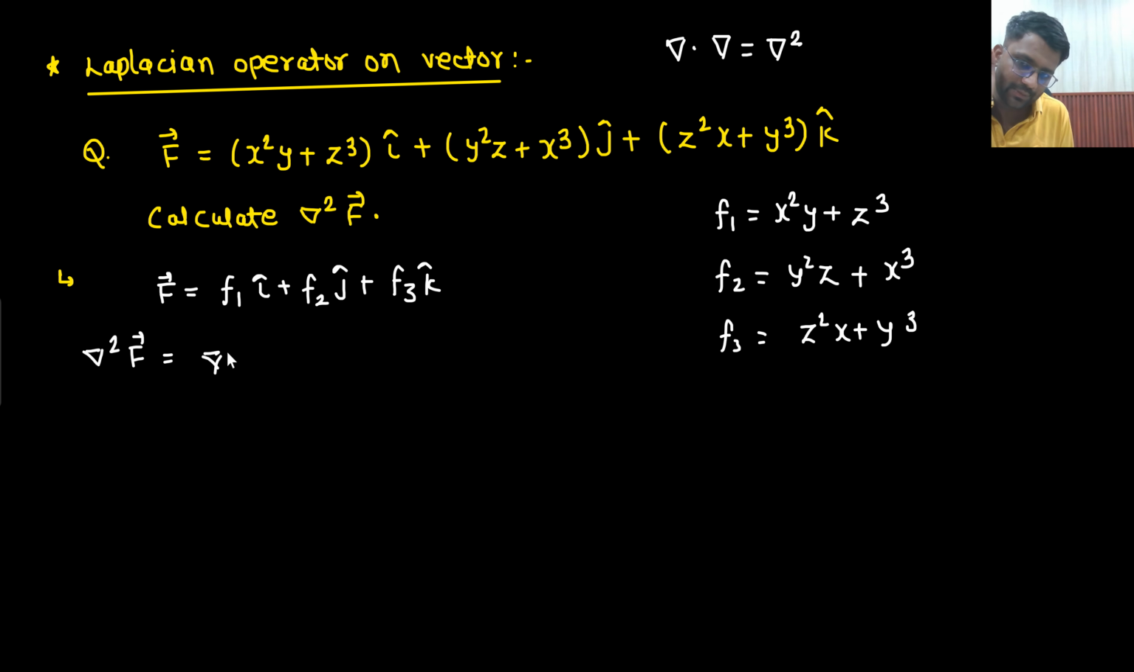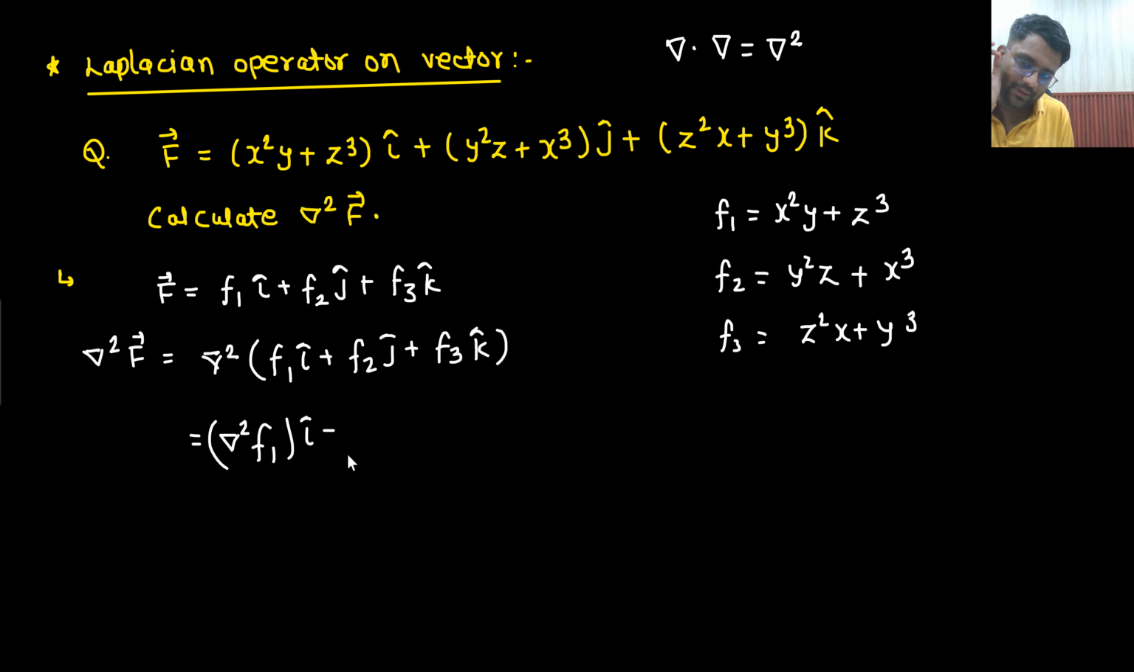Can I write it down in this manner? Del square, what is my f? F is f1 i cap plus f2 j cap plus f3 k cap. What you are getting from here? Del square f1 i cap, del square f2 j cap, del square f3 k cap.